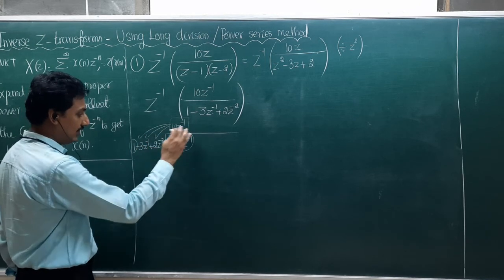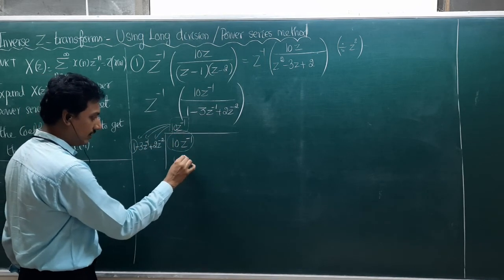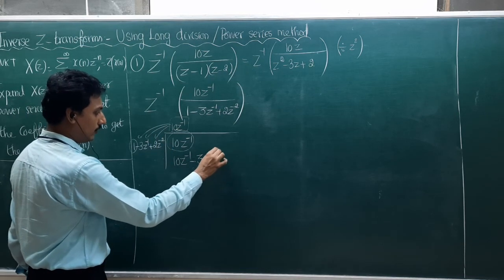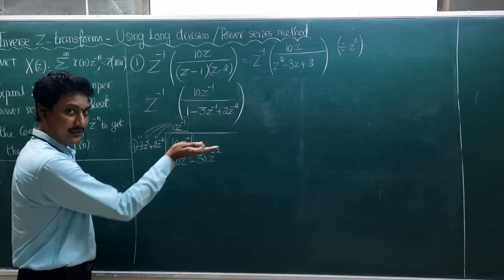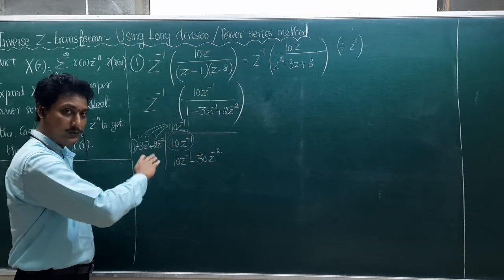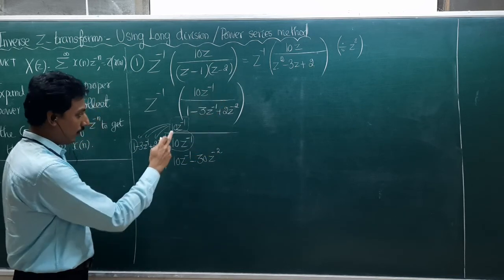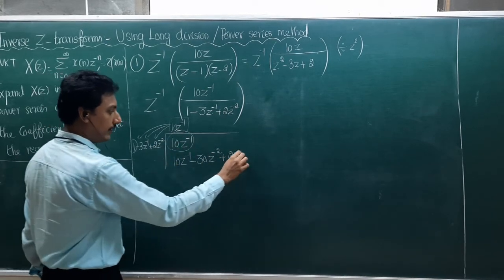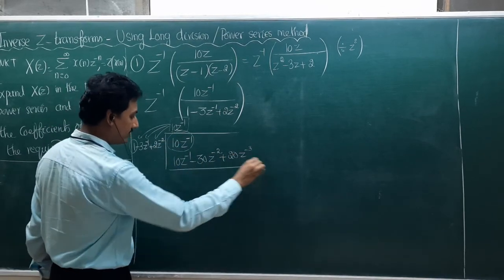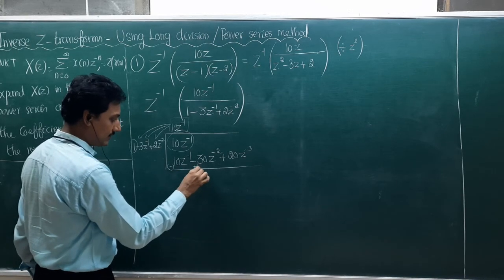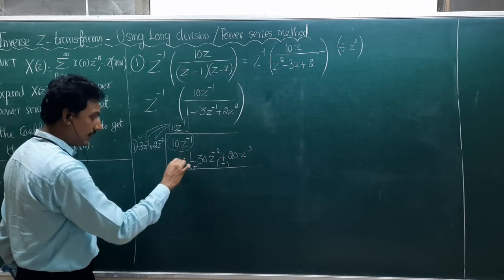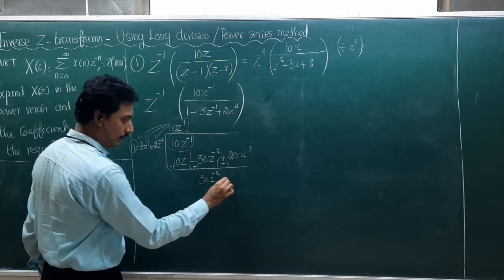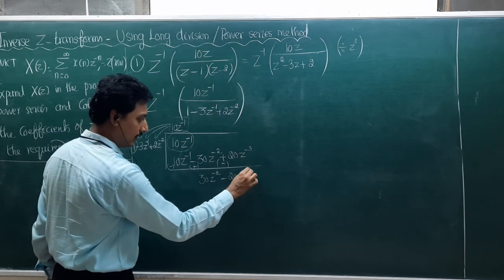What happens? It will generate 3 terms. So 10 into 1 is 10 z power minus 1. 10 into minus 3 is minus 30 z power minus 2. You see that the power is increasing: minus 1, minus 2, minus 3, minus 4. And what about 10 into 2? 20. So 20 z power minus 1 into z power minus 2 is 20 z power minus 3. Now let us change the sign. Plus becomes minus, so this can be cancelled. Now this comes here: 30 z power minus 2 minus 20 z power minus 3.